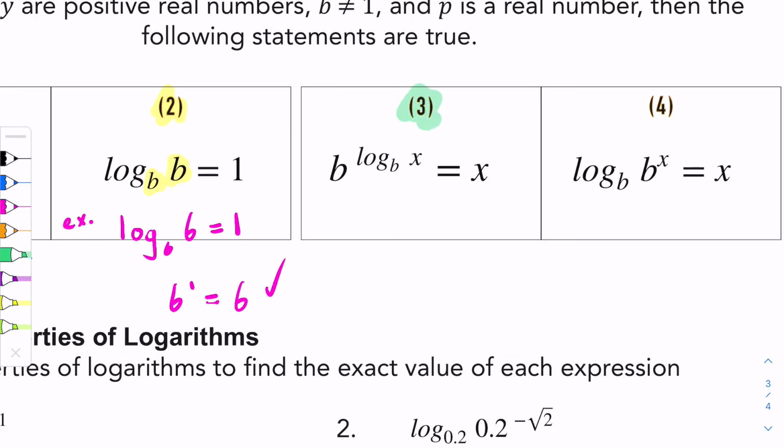For the third property, this is an exponential form. If you have an exponential base of b raised to the power of log base b of x, so your exponential base is the same as your log base, then your answer is just going to be x, whatever that value is.